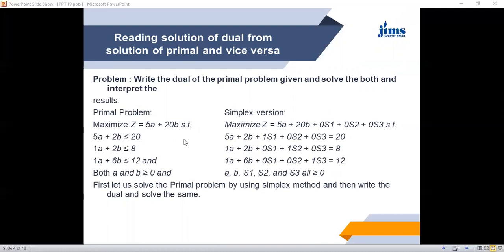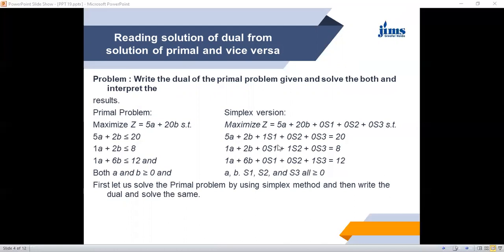So what will be this? First we convert the inequalities. Because it is a less than or equal to sign, we need to use slack variables. So we write 5a + 2b + 1 s1. You can simply write s1 also; 1 is not required as a coefficient, but for the sake of writing the variables in the simplex table, we have mentioned the coefficients as 1. Because there are 3 constraints, there will be 3 slack variables s1, s2 and s3.